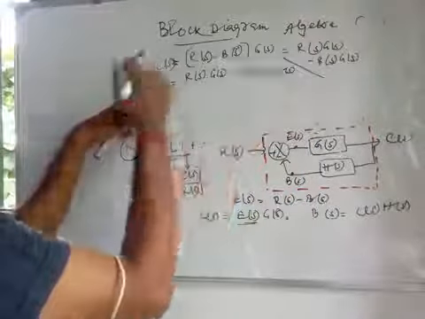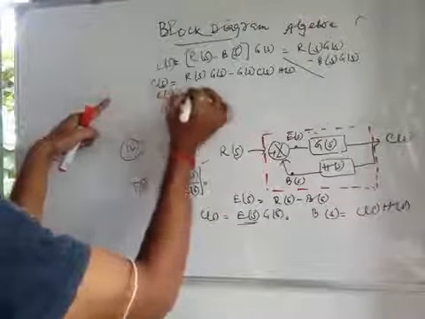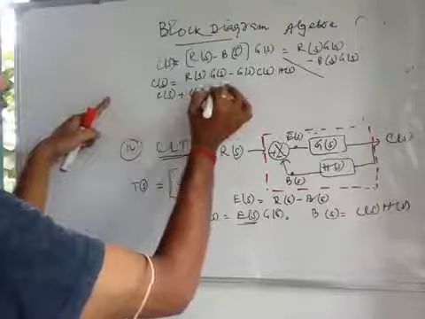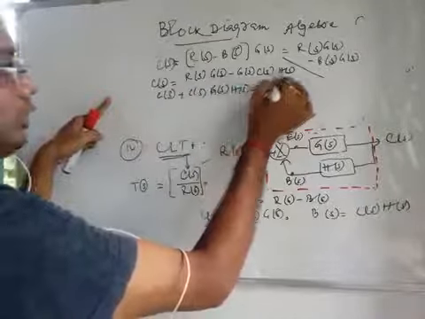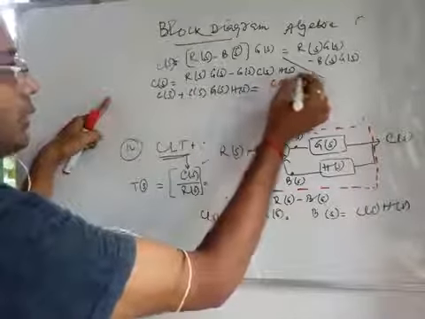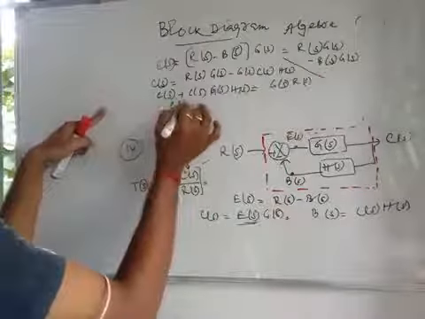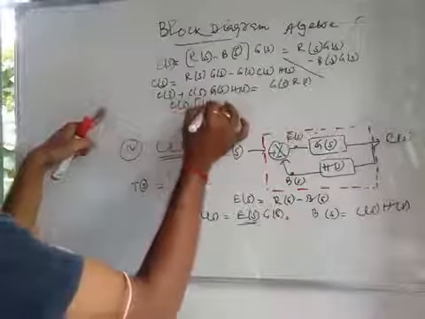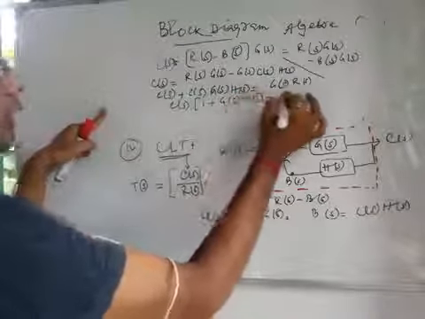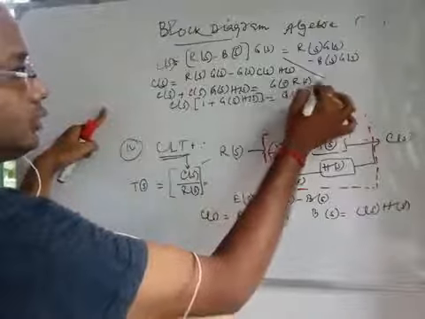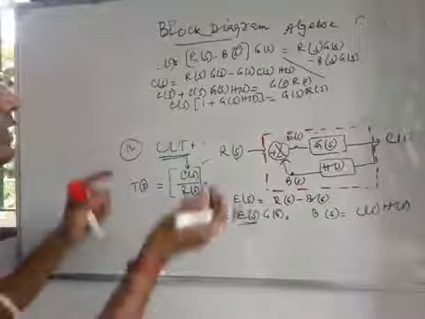So there is a term C(s). We will take it to the left hand side. So C(s) plus C(s) G(s) into H(s) will be equal to G(s) R(s), right? So C(s) into 1 plus G(s) H(s) equals G(s) into R(s). As simple as that, right? Step by step, just manipulations.